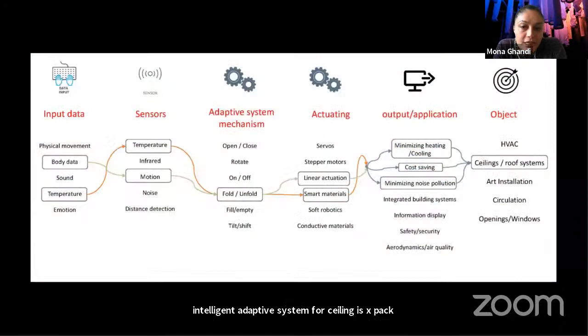And here you can see the infographic that tells you the whole story of the project, such as using body and temperature data, and then using temperature and motion sensors, and also a folding mechanism with linear actuators and smart material for actuating. And the application is on the HVAC system to minimize energy consumption, cost, and noise pollution.